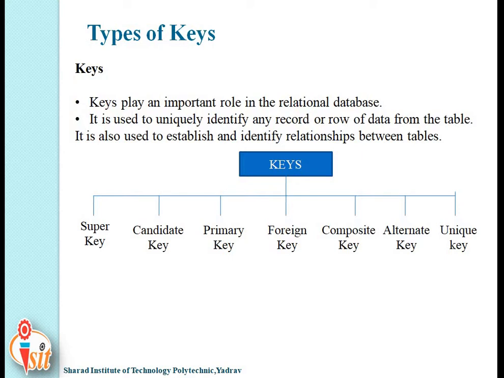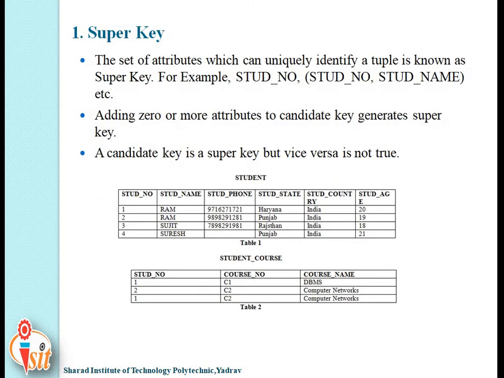There are various types of keys in database like super key, candidate key, primary key, foreign key, composite key, alternate key, and so on. Now we will start to see each key in detail.